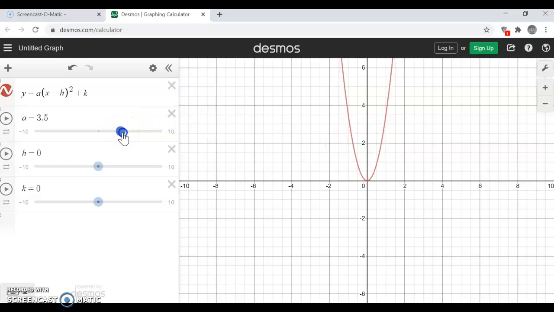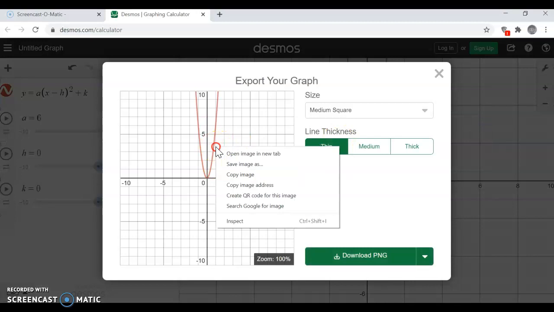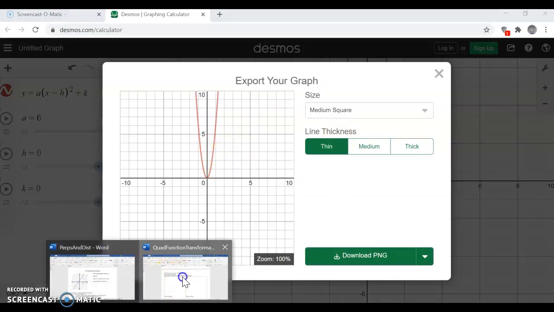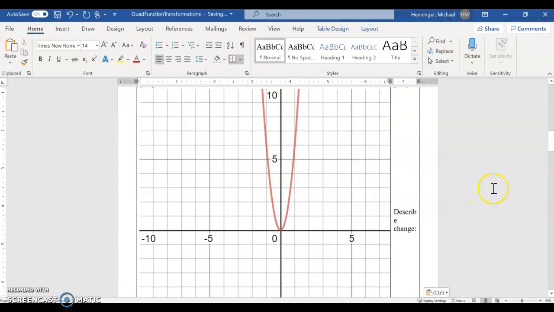Now, what's happening as I make A bigger? And even if I make it bigger than that, let's say I go all the way up to 6. What happens as I make A bigger? Well, let's get a copy of this image. Okay, we'll right click on it, copy image. We'll come back to the assignment and we'll paste this into place.